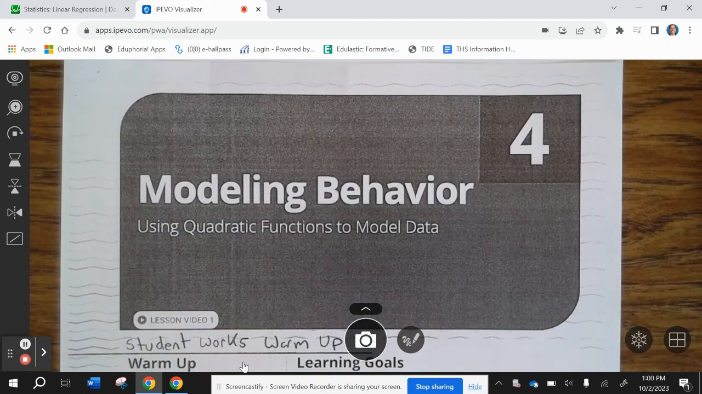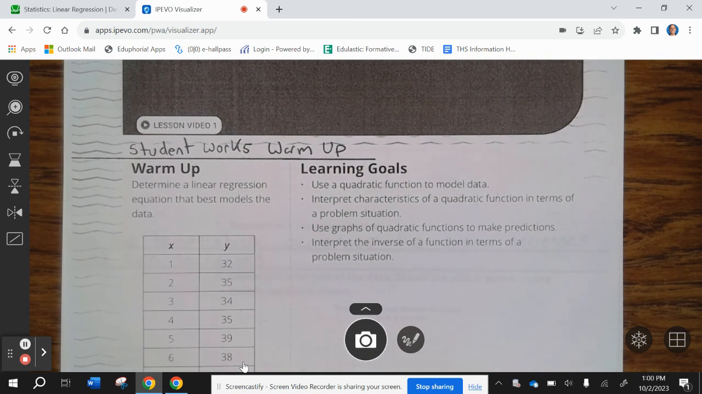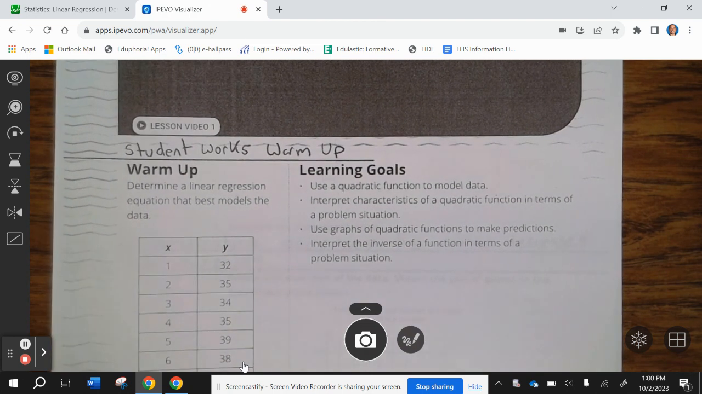Today we're going to model behavior using quadratic functions to model data. Student works warm-up. All right, let's take a look at the next page.